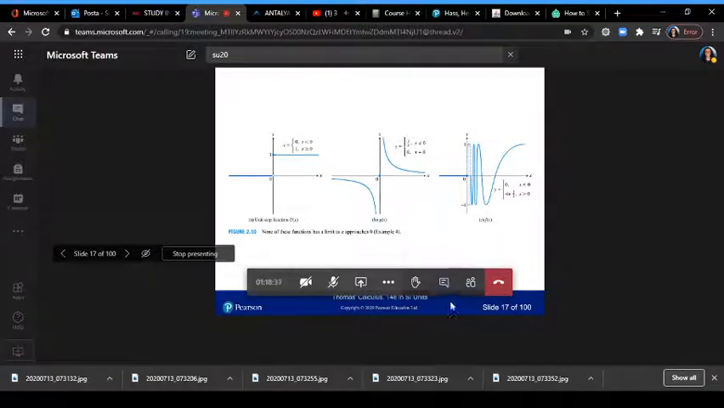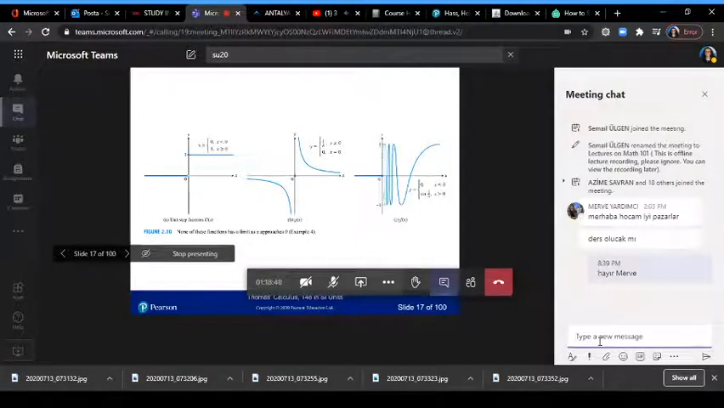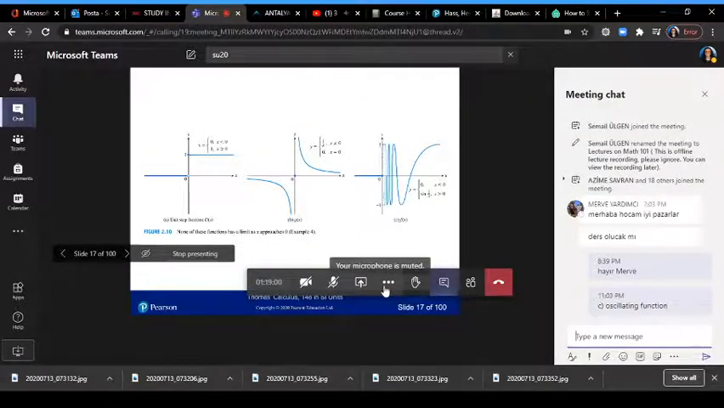So let me write that as well, in the chat. For C, we call it an oscillating function. It goes up and down. Because of that, it doesn't have a limit. So these were the examples of functions for which there's no limit as x approaches 0.